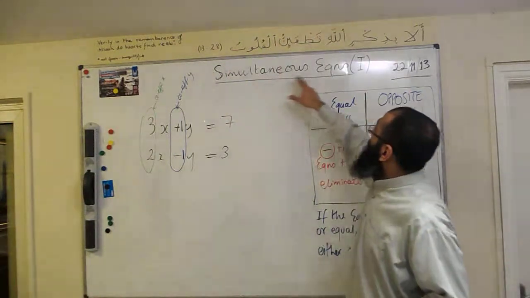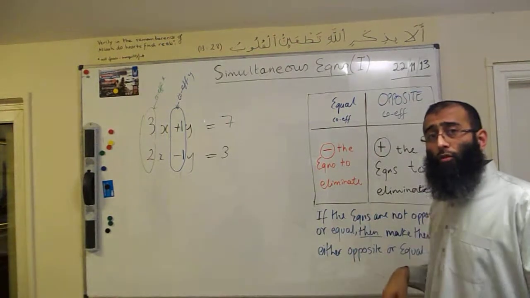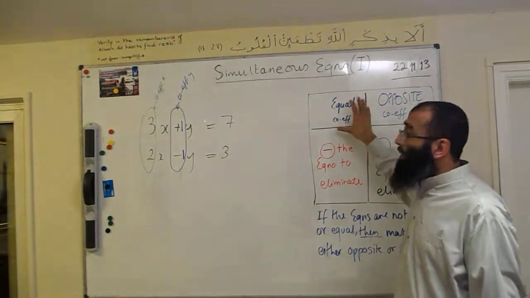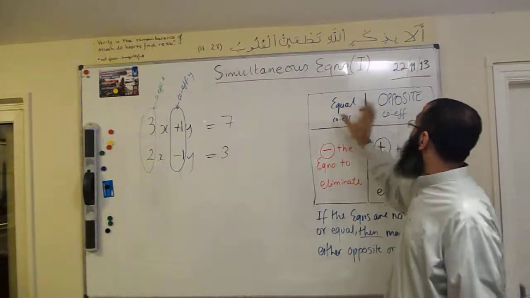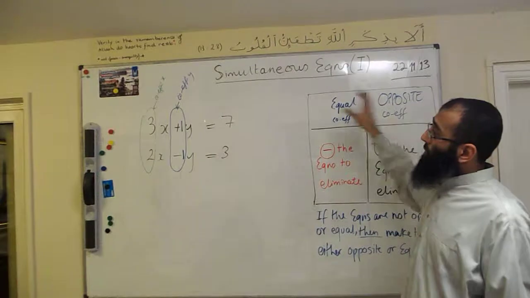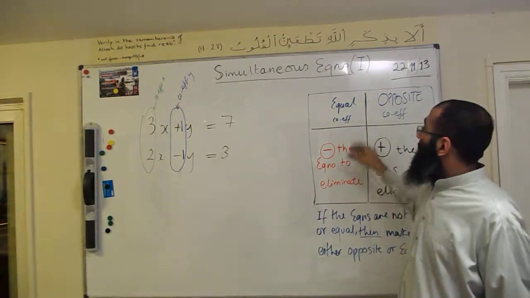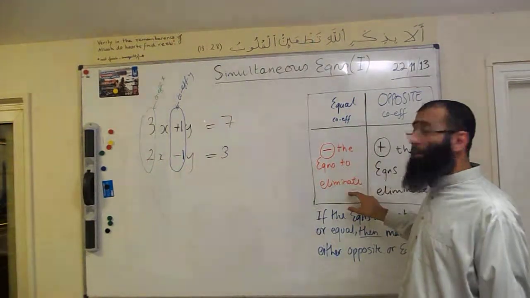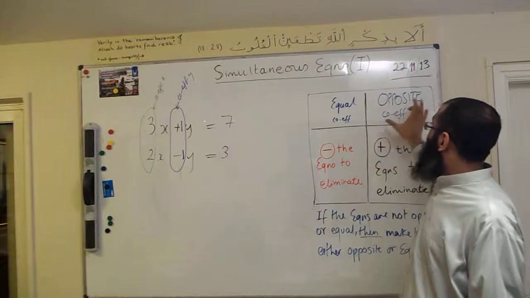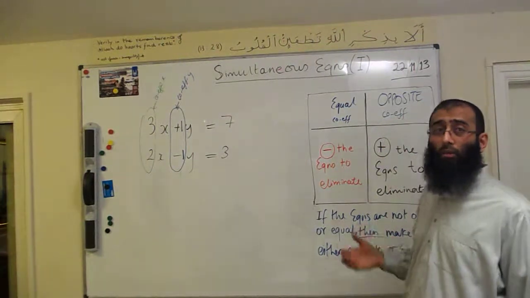So we have simultaneous equations. This is part 1. Now, in order for us to do simultaneous equations, we need to look at the coefficients, and we need to make sure the coefficients are either equal or opposite. We'll be looking in a moment at what we mean by the coefficients, and the two simple rules are this. When the coefficients are equal, we minus the equations to eliminate one of the values x or y. If the coefficients are opposite, then we add the equations to eliminate one of the values.